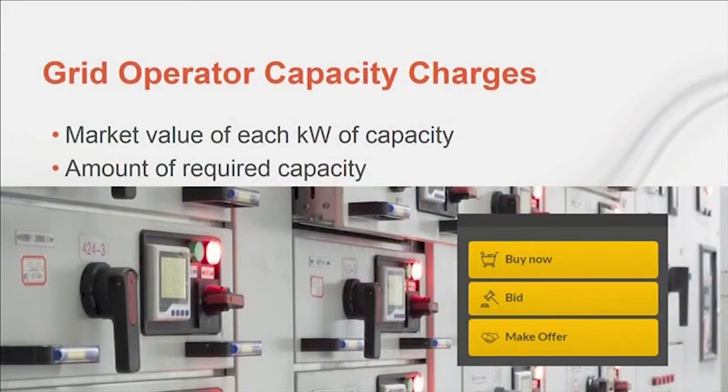There are typically two factors that determine the total cost of capacity: the market value of each kilowatt of capacity and the amount of capacity the customer requires. The market value of capacity is set at some kind of an auction where generation owners and other entities offer to sell a specific amount of capacity at a specific price. These offers are ranked in economic order.